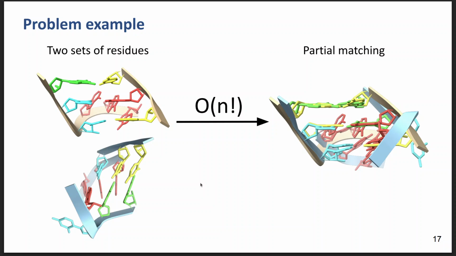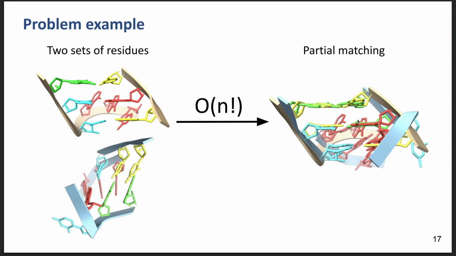The input of this problem is two arbitrary RNA structure fragments, which, mathematically speaking, are just two sets of residues. The output of the problem is to find the best superposition, or the correct one if we assume that the correct superposition of the two arbitrary fragments exists. So we want to identify whether these two fragments are similar or not, and for that we need automated methods of finding the best superposition.